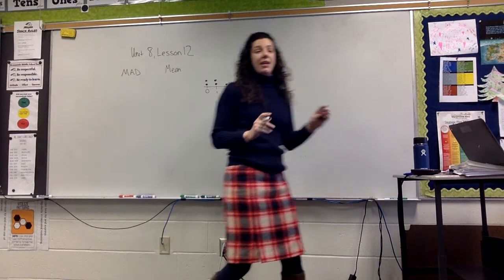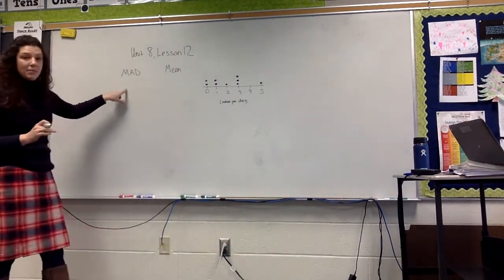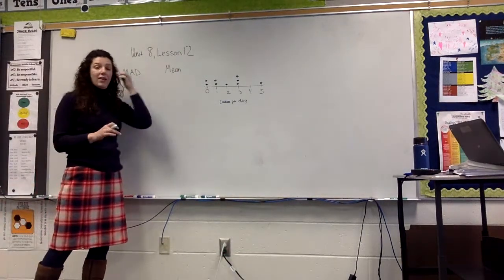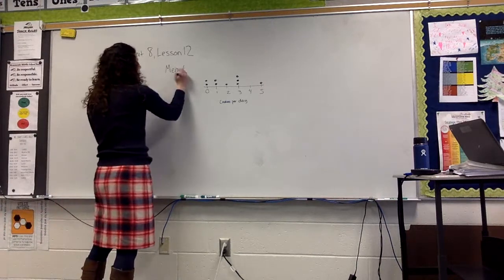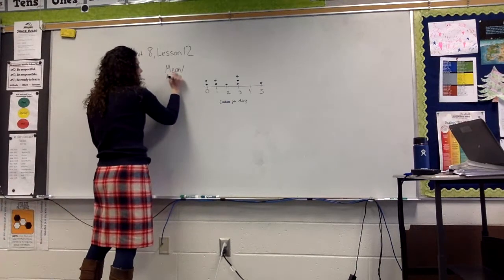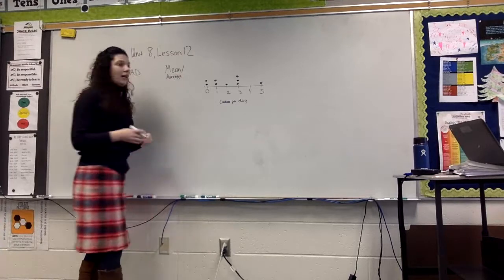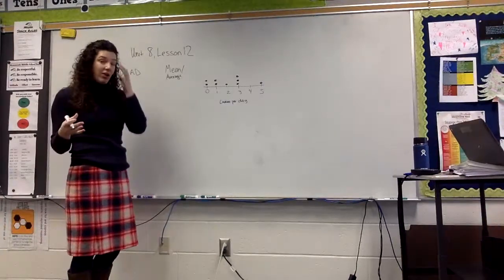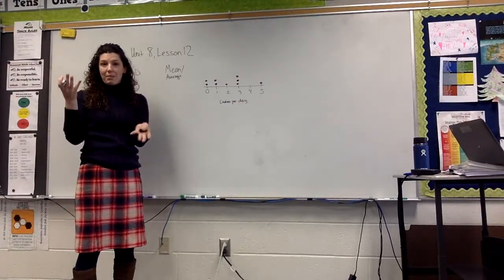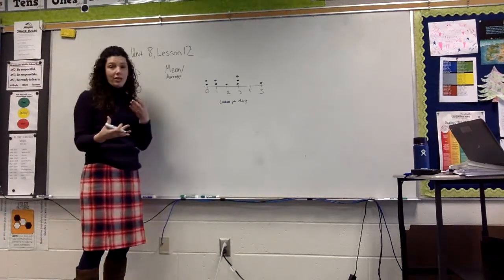Okay, and today in class we talked about two ideas, MAD and mean, and they are related. The mean is another word for average, and we know that this is a hypothetical fair share. Sometimes we talk about it as the balancing point. It's usually in the middle of a set of data.